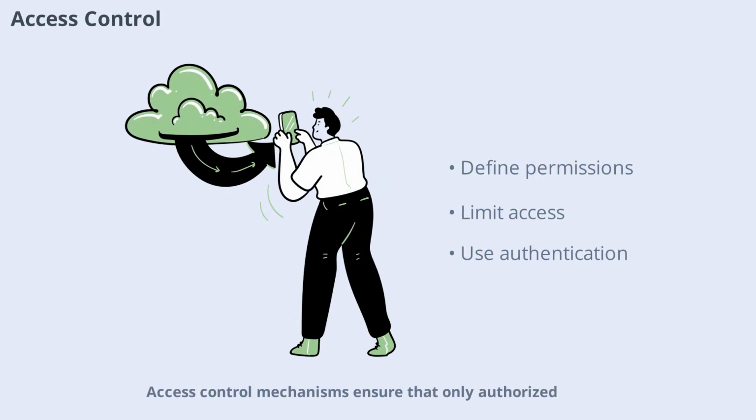Access control mechanisms ensure that only authorized users and components can interact with sensitive data. By defining clear permissions and roles, you can limit the potential damage caused by compromised accounts or components. Implementing access control at multiple levels, such as user authentication, API keys, and internal checks, adds depth to your security strategy. Let's explore how to set up effective access control.